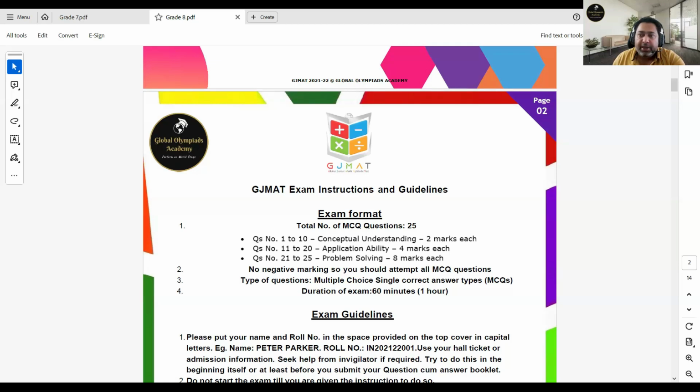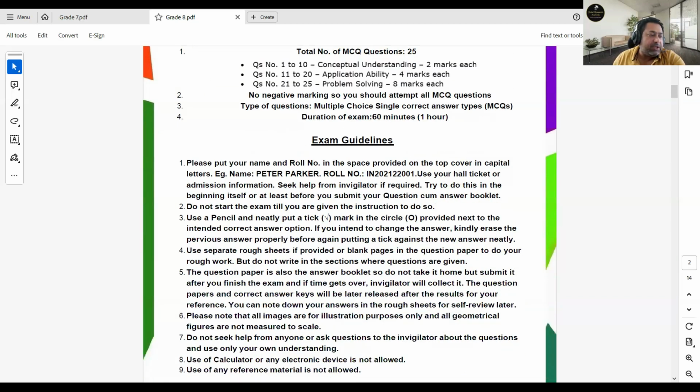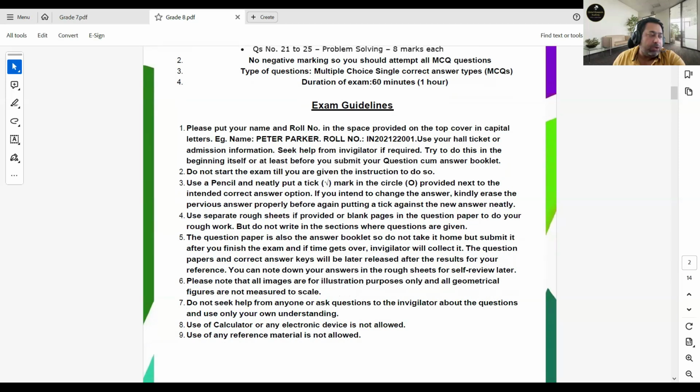There is no negative marking, so one can attempt all the questions. The duration of this exam is 1 hour. Apart from any basic exam rules, you are not supposed to use any calculator, but you can use any rough sheets or paper to solve the questions. All right, so without any further ado, we'll start with the question paper solutions.